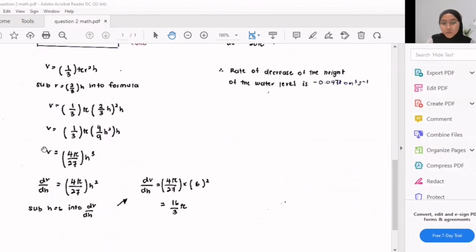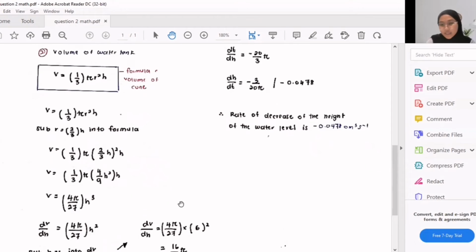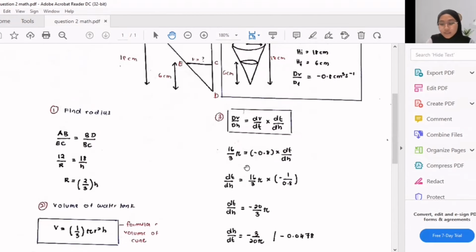So I want to make the V volume as dV over dH. When I make it, I can get the answer is 4 pi over 27 multiplied by H to the power of 2. So from these equations, I can substitute H equal to C that was already mentioned in the equations into the dV over dH. When I substitute, the answer is 18 pi over 3 as the dV over dH. So I will move to step 3.